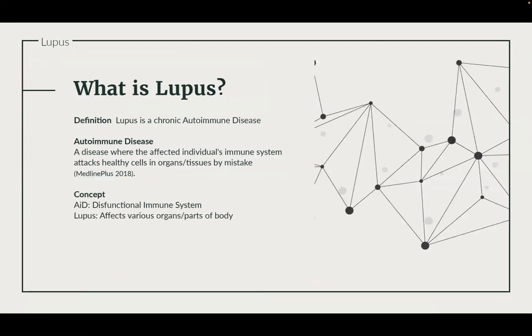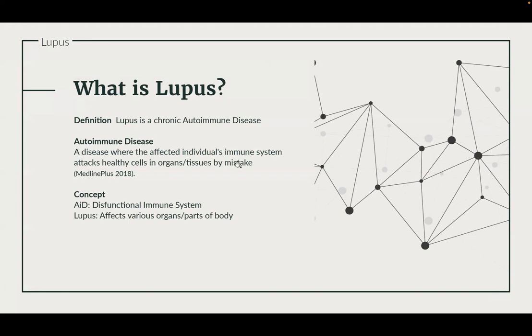So what is lupus? It is a complex autoimmune disease that affects millions of people worldwide. It's characterized by the immune system mistakenly attacking the body's own tissue, leading to a lot of inflammation and damage. Your immune system gets confused and starts targeting healthy cells and organs, which can lead to a wide range of symptoms and complications.